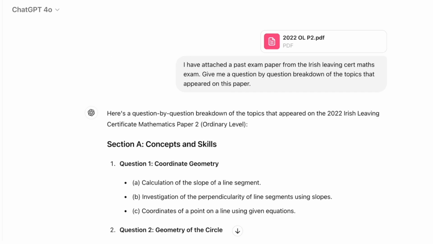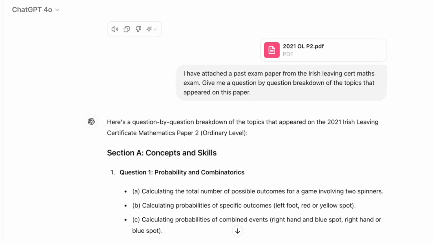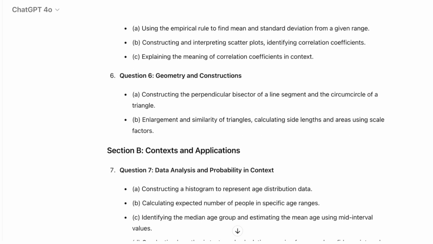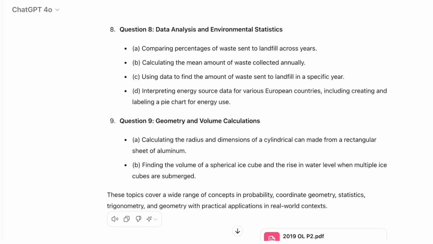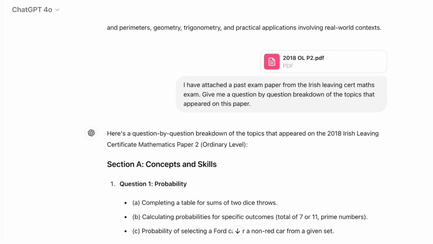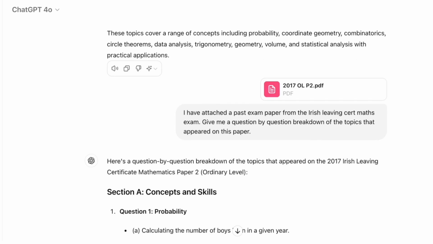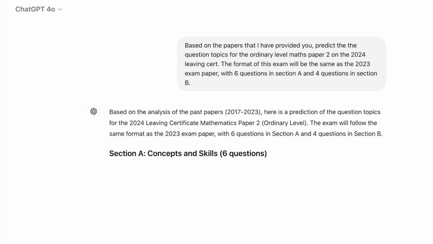To provide ChatGPT with more data, I uploaded 6 additional past papers dating back to the 2017 Leaving Cert exams. By prompting GPT to summarise the topics in each paper, I aimed to encourage it to deeply consider which topics appeared most frequently. After uploading the previous exam papers, I posed the million-dollar question to ChatGPT. What topics will appear on the 2024 exam? Here are its predictions.